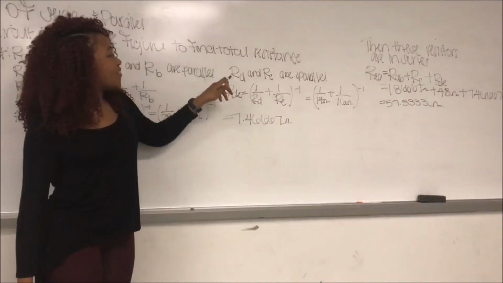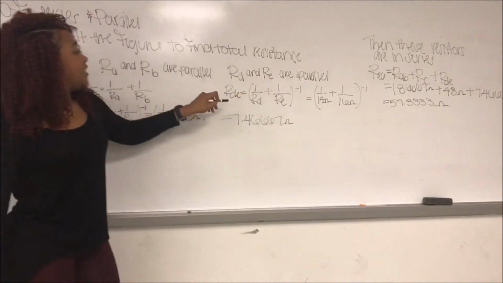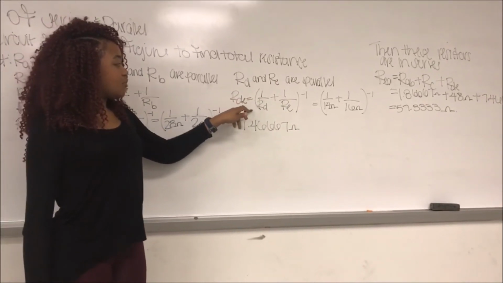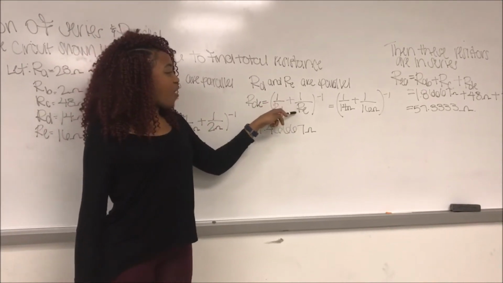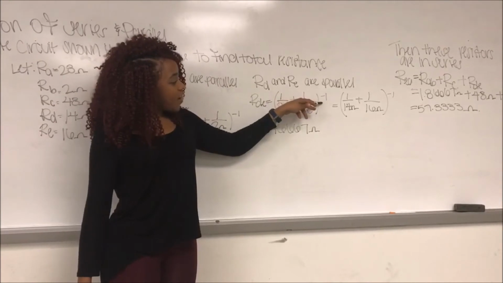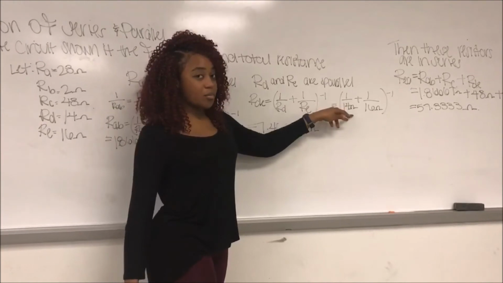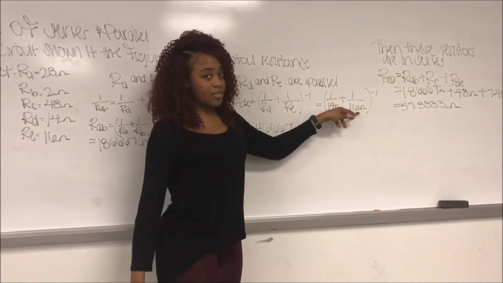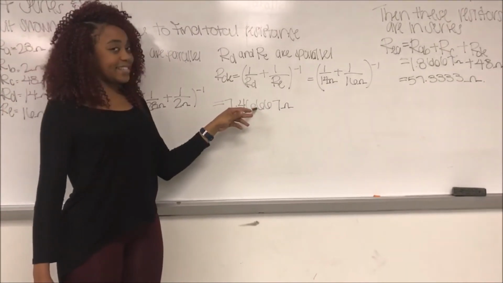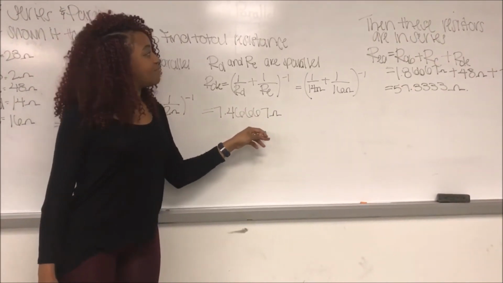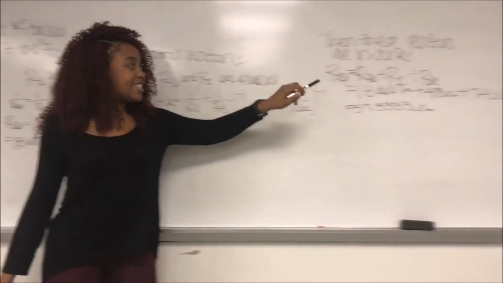On this side we have RD and RE that are parallel. We have RDE is equal to the reciprocal of 1 over RD plus 1 over RE, which equals the reciprocal of 1 over 14 ohms plus 1 over 16 ohms, which is going to give us 7.4667 ohms. Then we have these resistors that are in series.